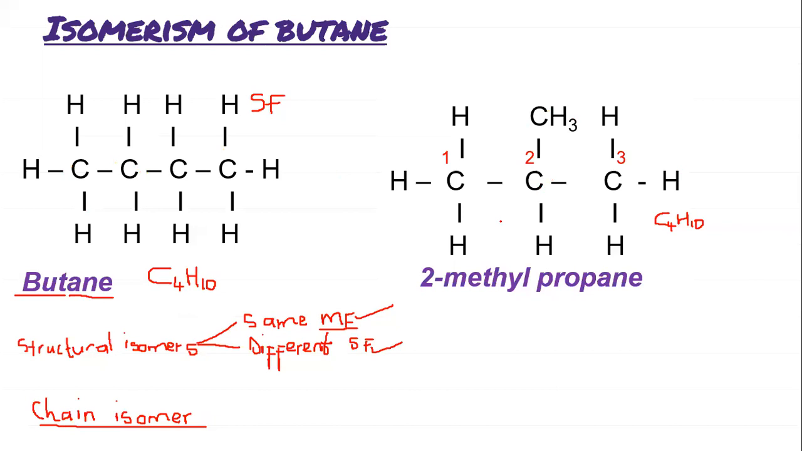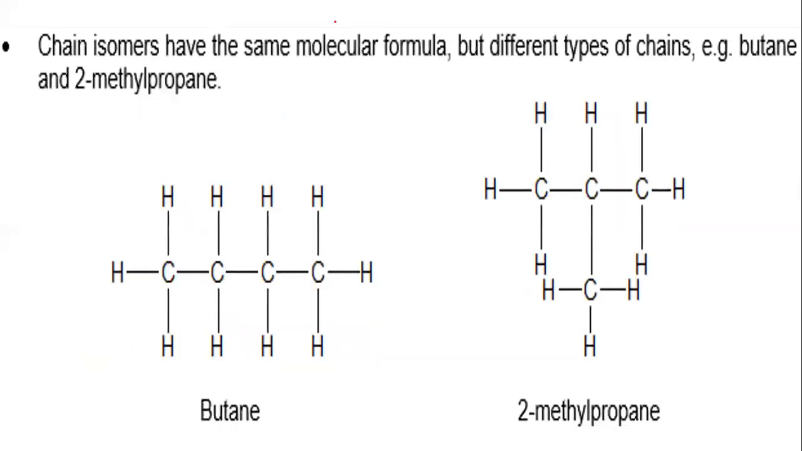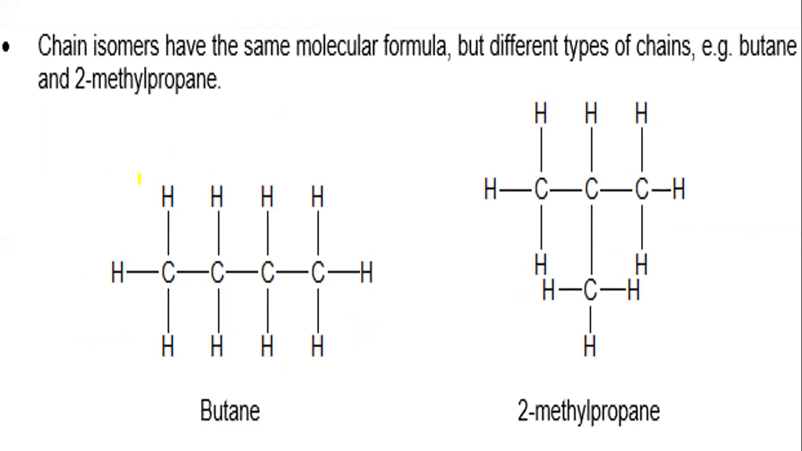Are we together? So when you go back, and that is why I have kept the definitions here as well, we can see that when we are talking about chain isomers, we say they are organic molecules with the same molecular formula, but different types of chains altogether. Right.